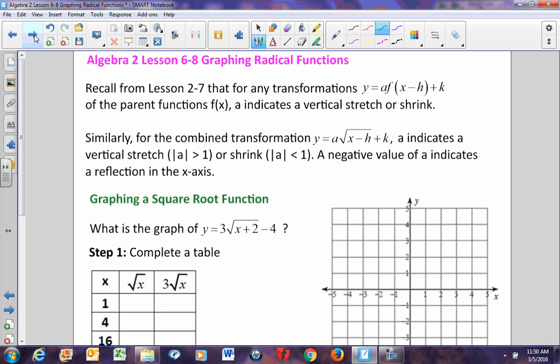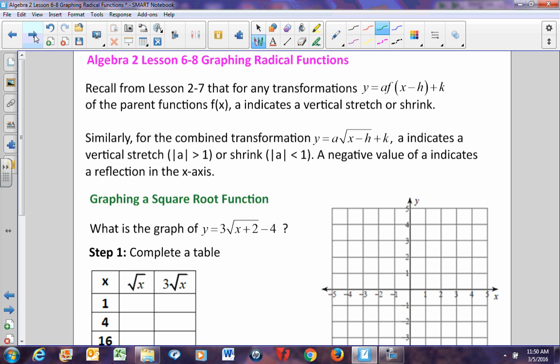Recall from lesson 2.7 that for any transformations, y equals a f of x minus h plus k of the parent functions, f of x, a indicates a vertical stretch or shrink. Similarly, for the combined transformations, a indicates a vertical stretch if the absolute value of a is greater than 1, or a shrink if the absolute value of a is less than 1. So if it's a whole number greater than 1, it's going to stretch it. If it's a fraction, it's going to shrink it. A negative value indicates a reflection in the x-axis, so it'll flip it over the x-axis.